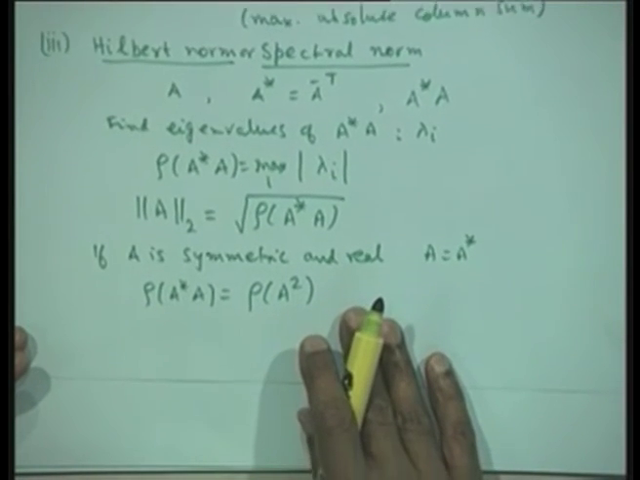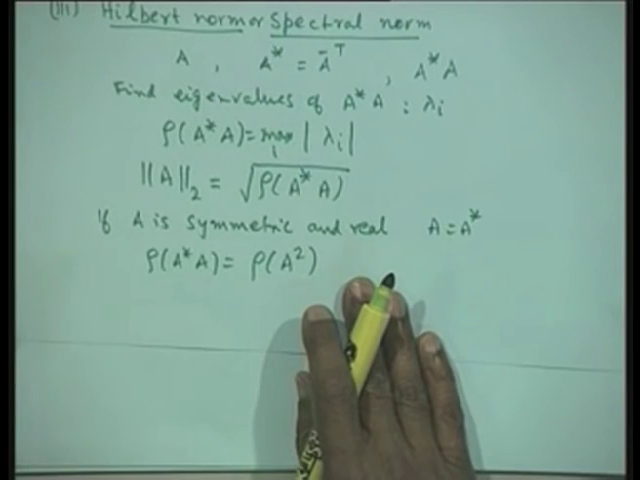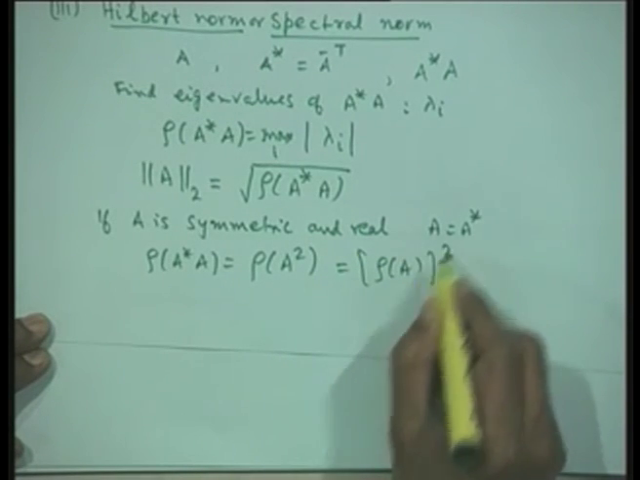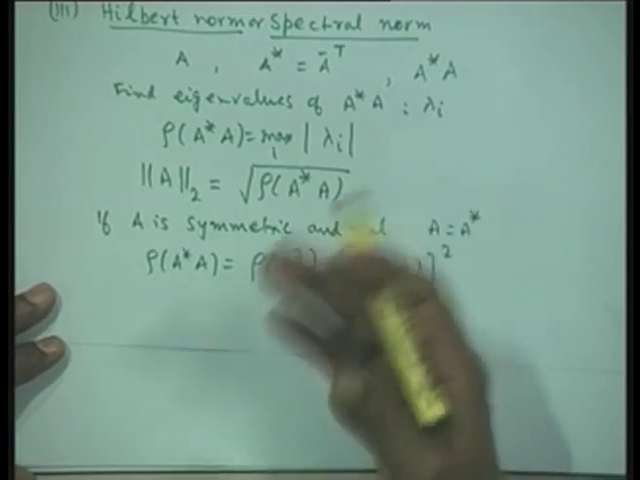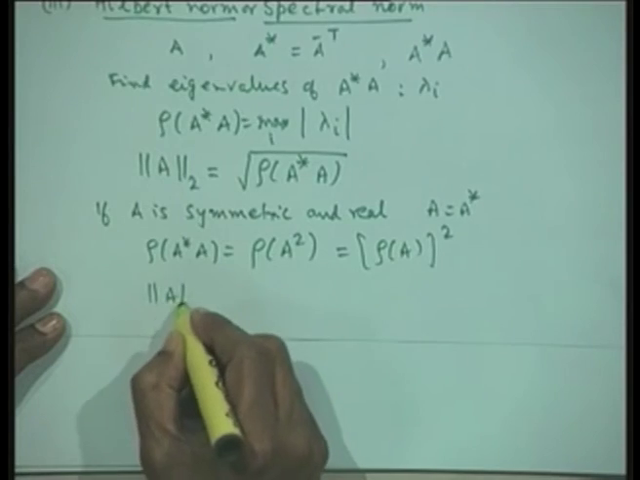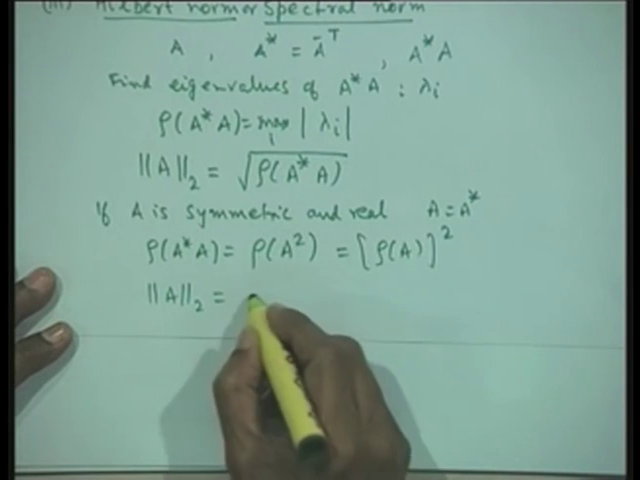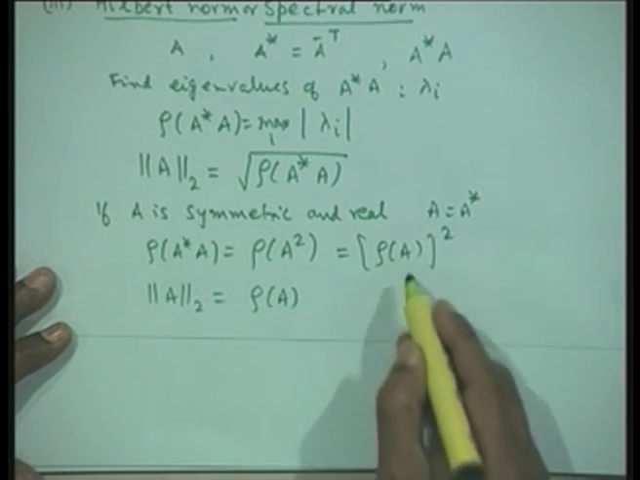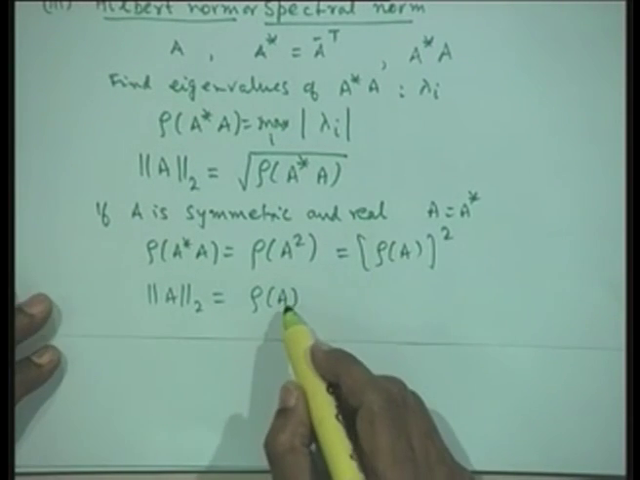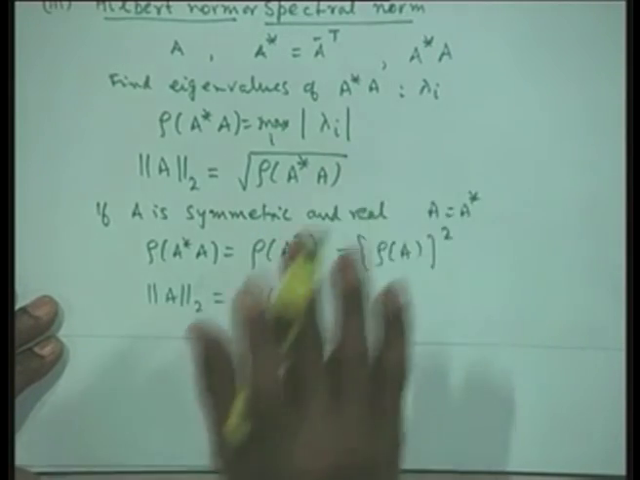Now we know that if lambda i is an eigenvalue of A, then lambda i square is an eigenvalue of A square. The eigenvalues of A to the power of m are lambda i to the power of m, if lambda are the eigenvalues of A. Therefore, in this case the spectral norm will simply be the spectral radius of A, because of the square root. So if we have a symmetric real matrix, we are very happy because we can just find the eigenvalues of that matrix. The largest eigenvalue in magnitude will simply be the spectral norm.